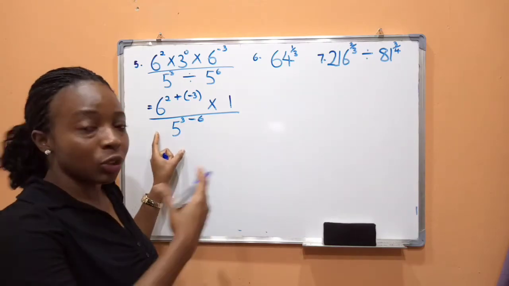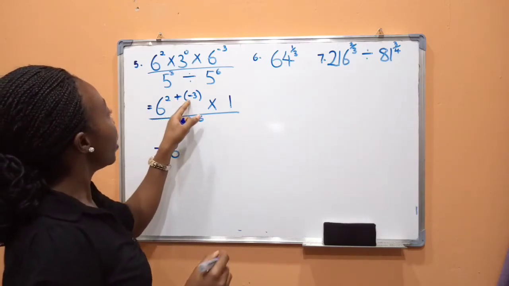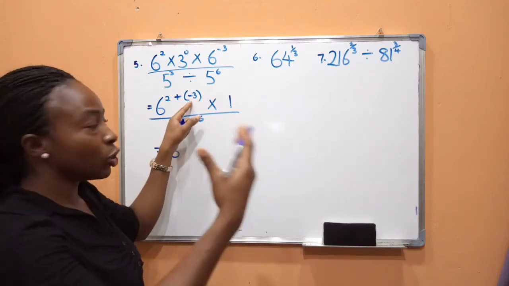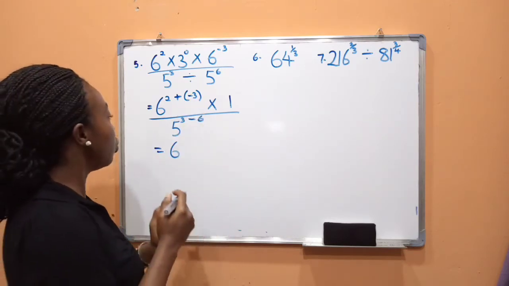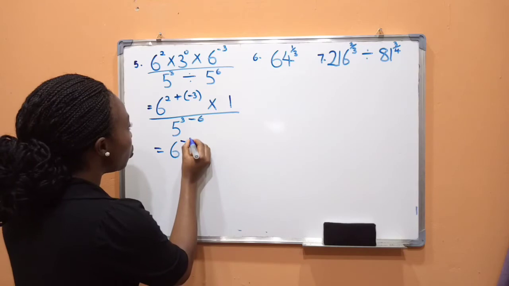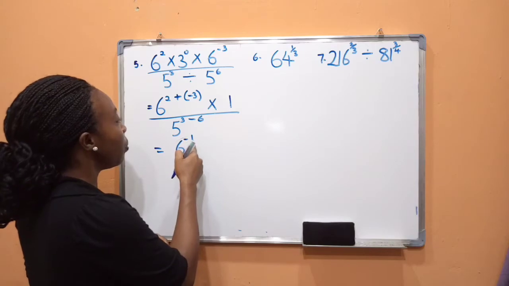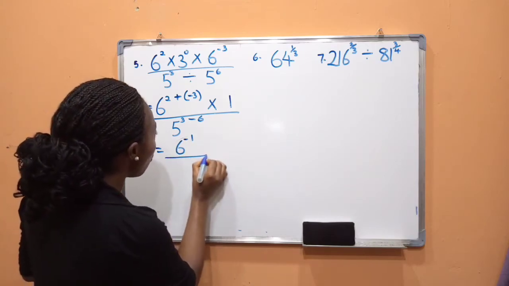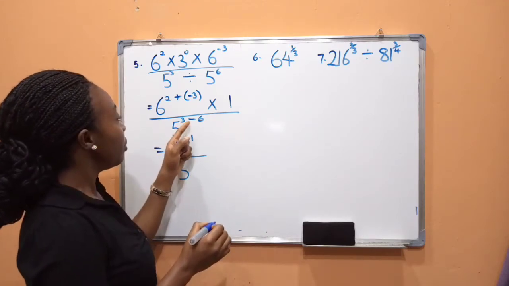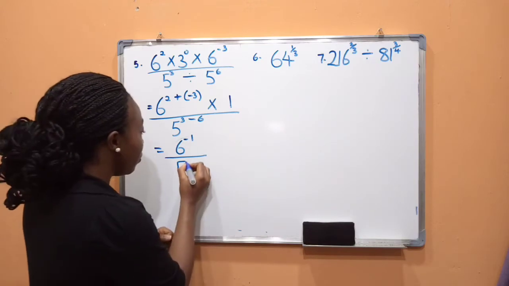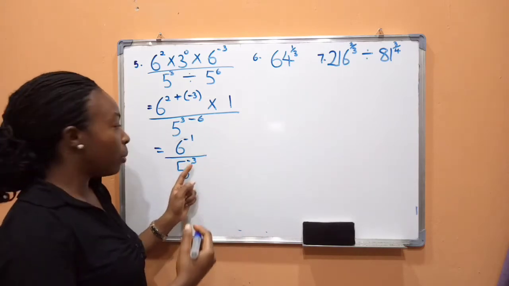Okay, so now we've got into this stage. We are going to have 6 now, 2 plus minus 3. Now, plus times minus gives us minus. So we are going to have 2 minus 3. Now, when we have 2 minus 3, it's going to give us minus 1. And if you multiply it by 1, it's still going to give us 6 to the power of minus 1. Then we're going to have over, then 5, 3 minus 6 gives us minus 3. So here we have 5 to the power of minus 3.